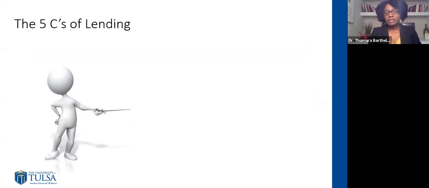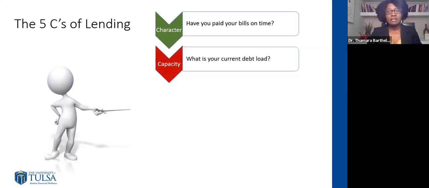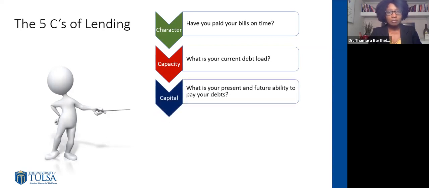Okay, now one of the things that must be kept in mind is whenever you or I am applying for a loan, there are 5 things that lenders take into consideration, because whenever a loan or money is being extended to us, the lender is actually taking a risk, okay? The first thing is our character. How have we paid our bills? Have we paid our bills on time?